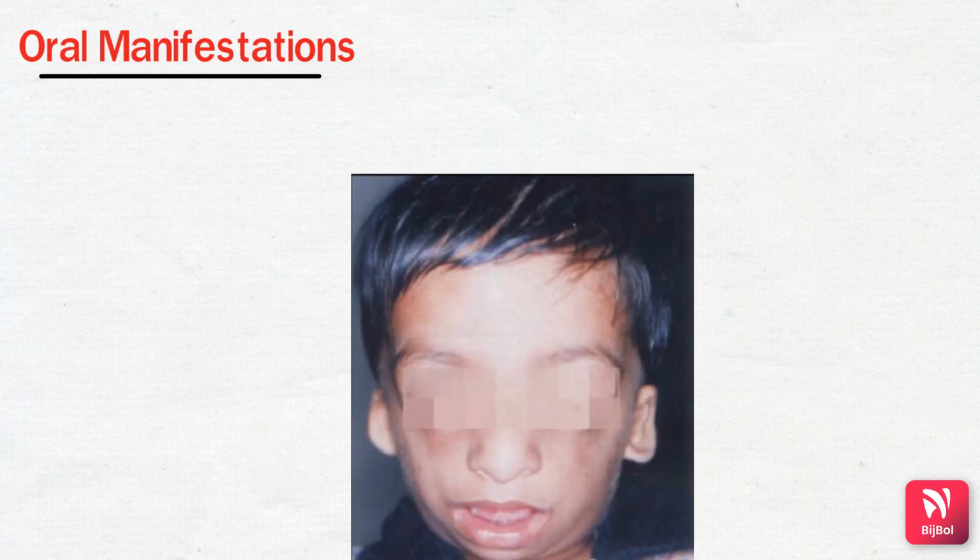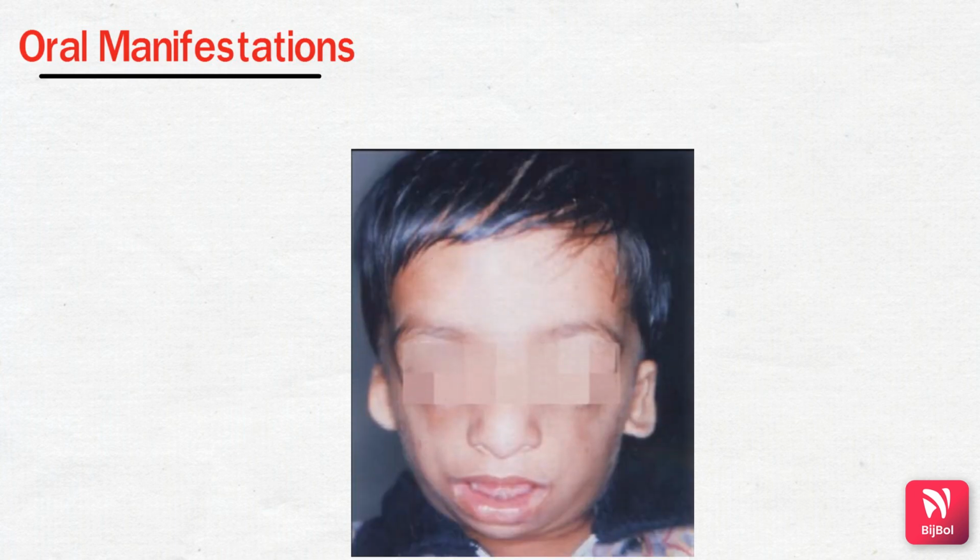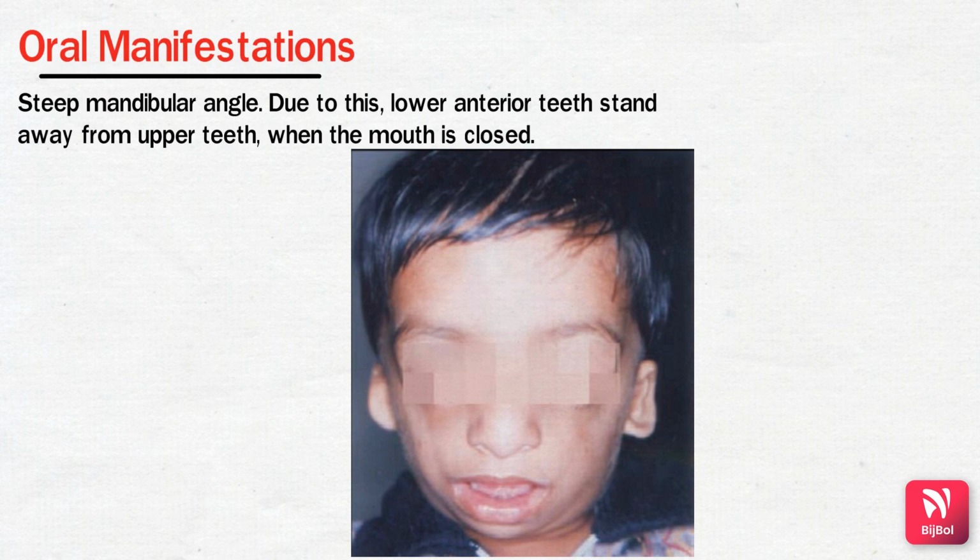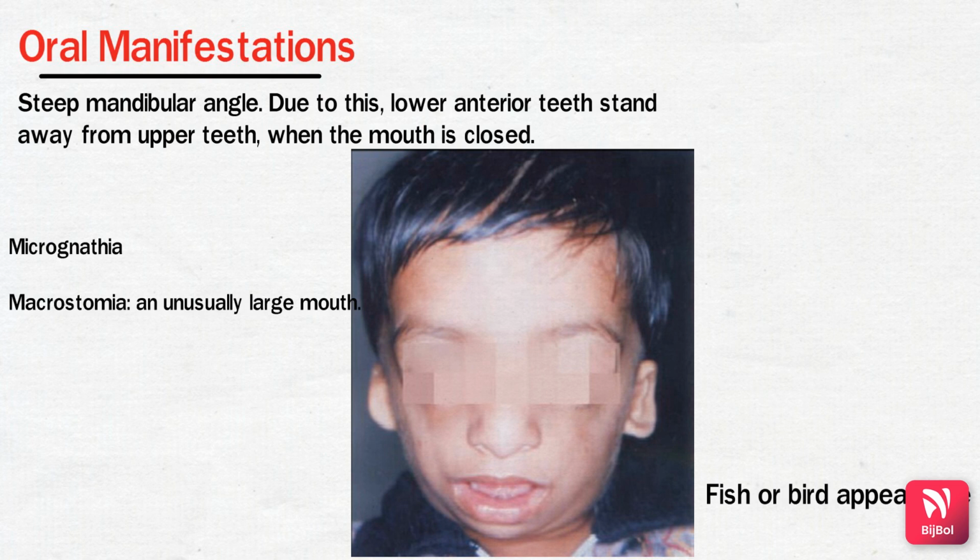Moving to the oral manifestations. Steep mandibular angle. Due to this, lower anterior teeth stand away from the upper teeth when the mouth is closed. There is micrognathia and macrostomia, an unusually large mouth, giving a fish or a bird appearance when the mouth is open. High arched palate with a cleft palate is also seen in some cases, with malocclusion.